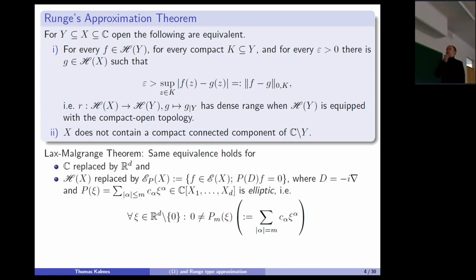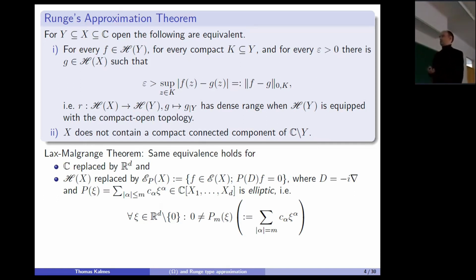In the 1950s, this approximation theorem was generalized independently by Lax and Malgrange to the following setting. So the same equivalence holds if you replace the complex plane by R^d, and if you replace holomorphic functions by the kernel of an elliptic partial differential operator with constant coefficients. So you start with a polynomial P. Here we use the usual multi-index notation. Such a polynomial of degree m, let's say, is called elliptic if the so-called principal part, which by definition is the part with only the highest powers, only has 0 as its real zero, only the origin as its real zero.